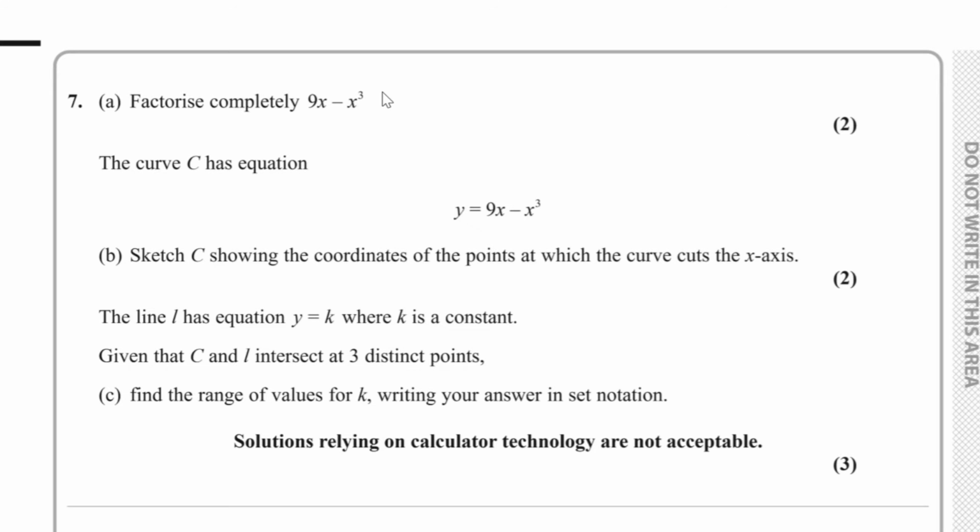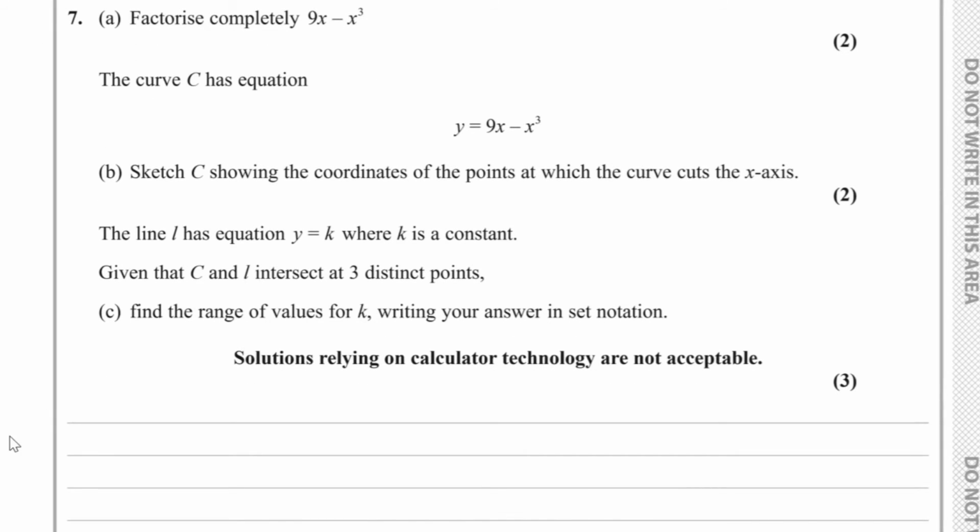Question number 7, for part A, we have to factorize completely 9x minus x cubed. So for part A, we have 9x subtract x cubed. We can factorize out an x from both terms. So we have x multiplied by 9 subtract x squared.